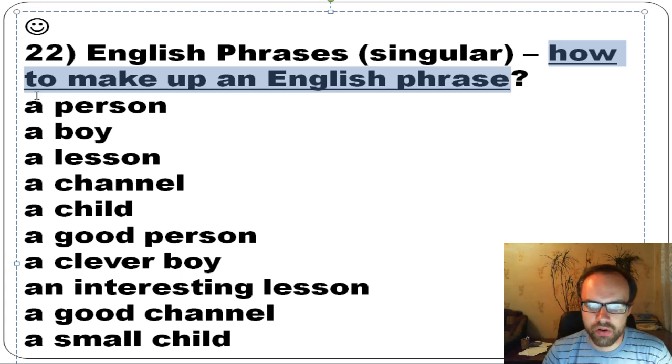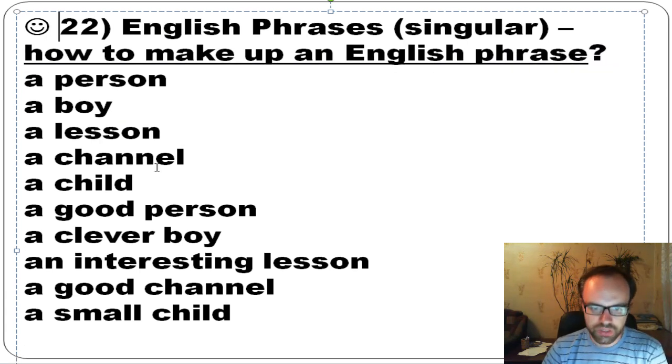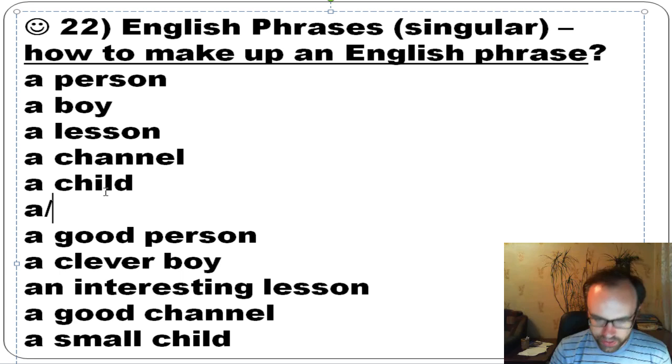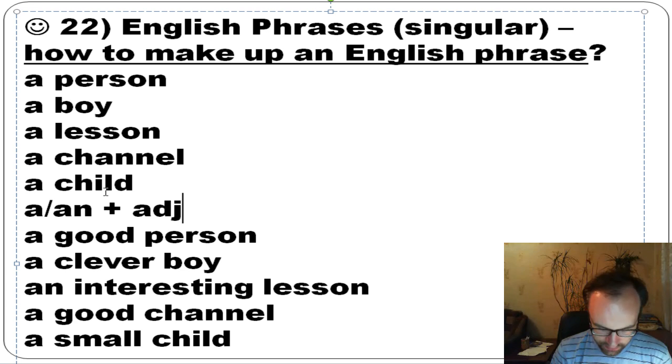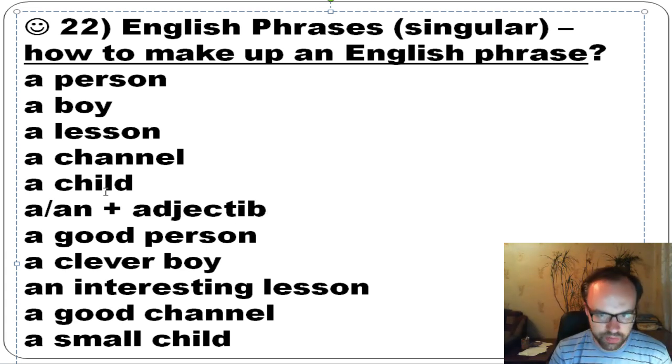So, you know that we say or we use a or an before a noun. Yeah? So person is a noun, a is an article. A person, a boy, a lesson, a channel, a child. Please remember that we say a or an plus adjective, for example, good, bad, big, small, plus noun.